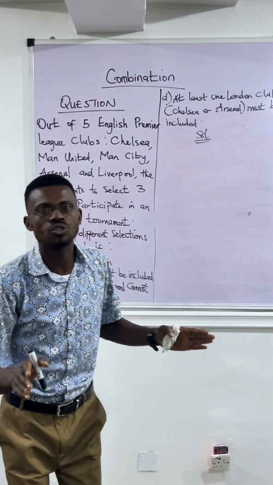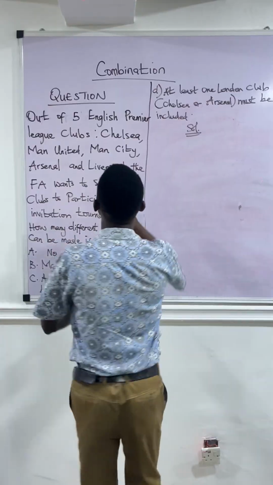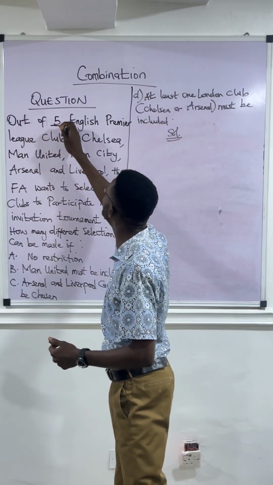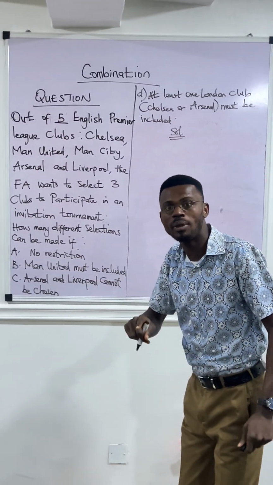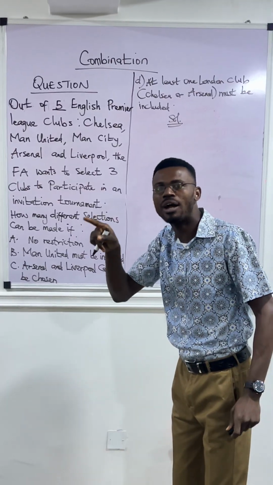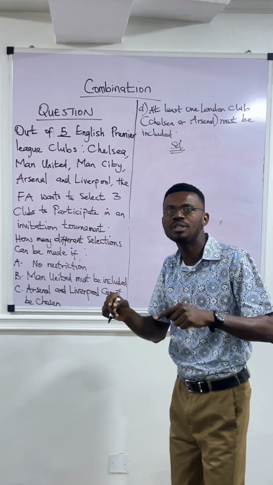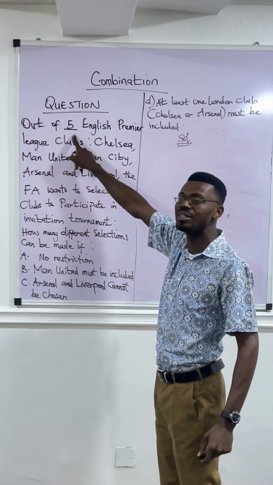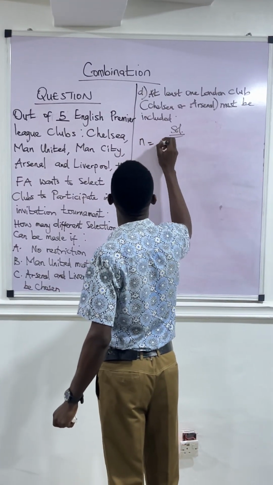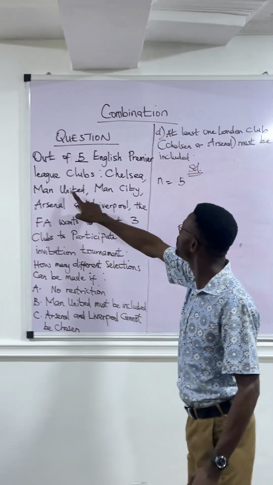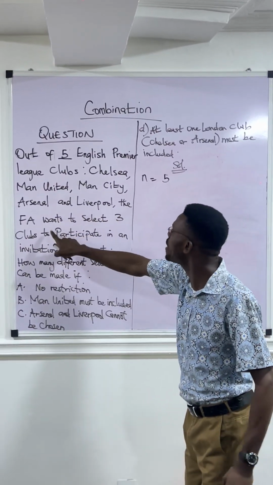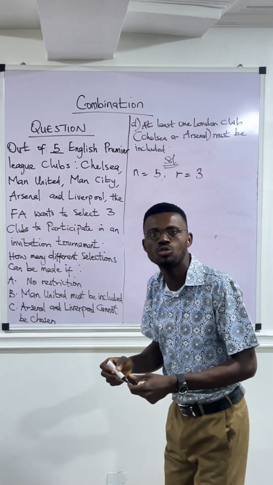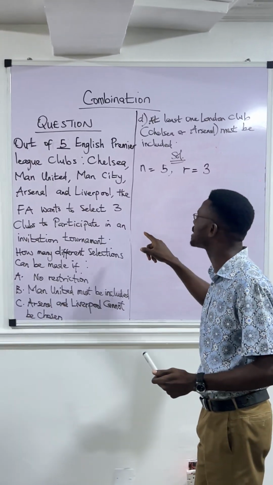Now, how do we solve such a question? Please pay attention. We're told out of 5 English Premier League clubs. That means the total is 5. Remember from the formula I gave you, we have N combination r. I said N means the total, and r means the number of items you have to choose at that particular time. So N equal to 5, the total. I have Chelsea, Man U, Man City, Arsenal, and Liverpool. Now the FA wants to select 3. That means my r is 3. The number of items to choose at a particular time is 3.